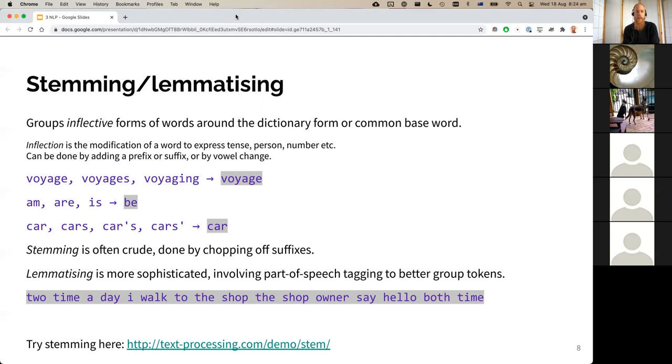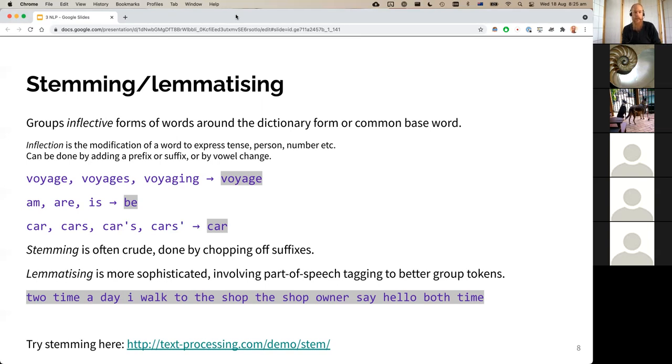Lemmatizing is a more sophisticated approach. You can group words by using part of speech tags. We'll see in more detail what a part of speech tag is, but for now, think of a part of speech tag as being something like: is this word a noun or a verb or an adverb? And then lemmatizing can use the context of a word to also identify how it's grouped, and this helps in languages where you can use the same word to mean different things.